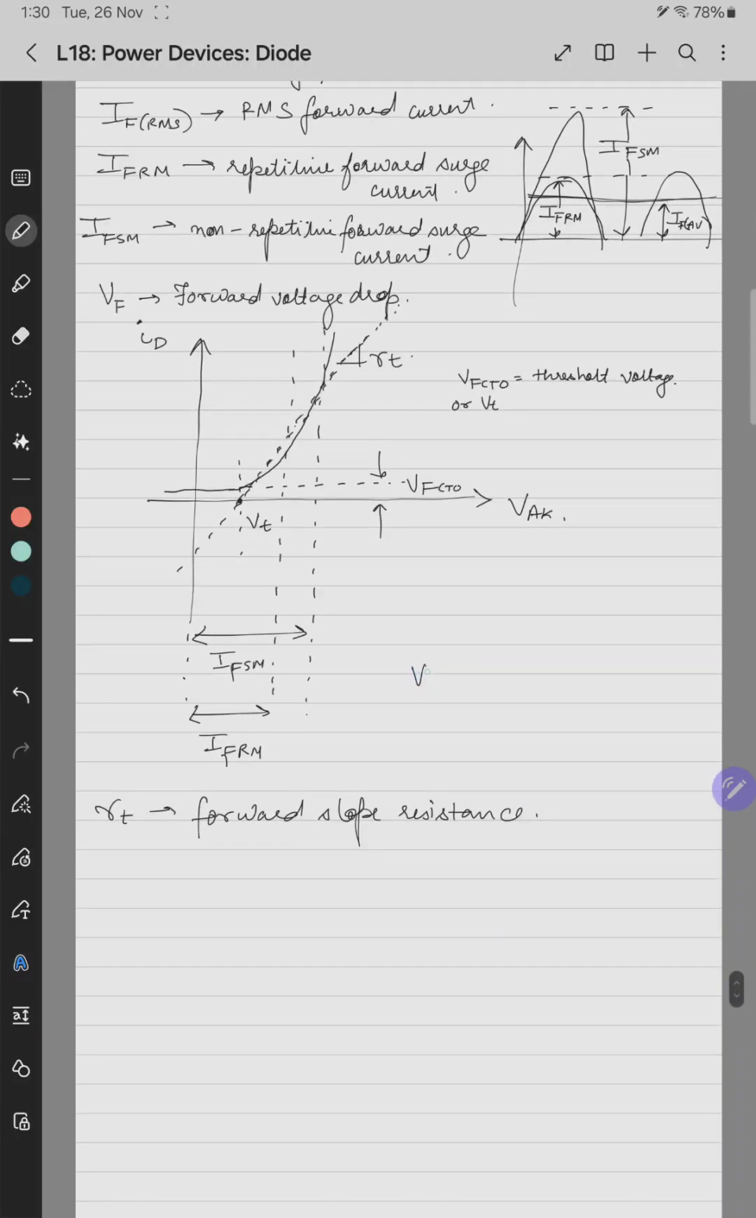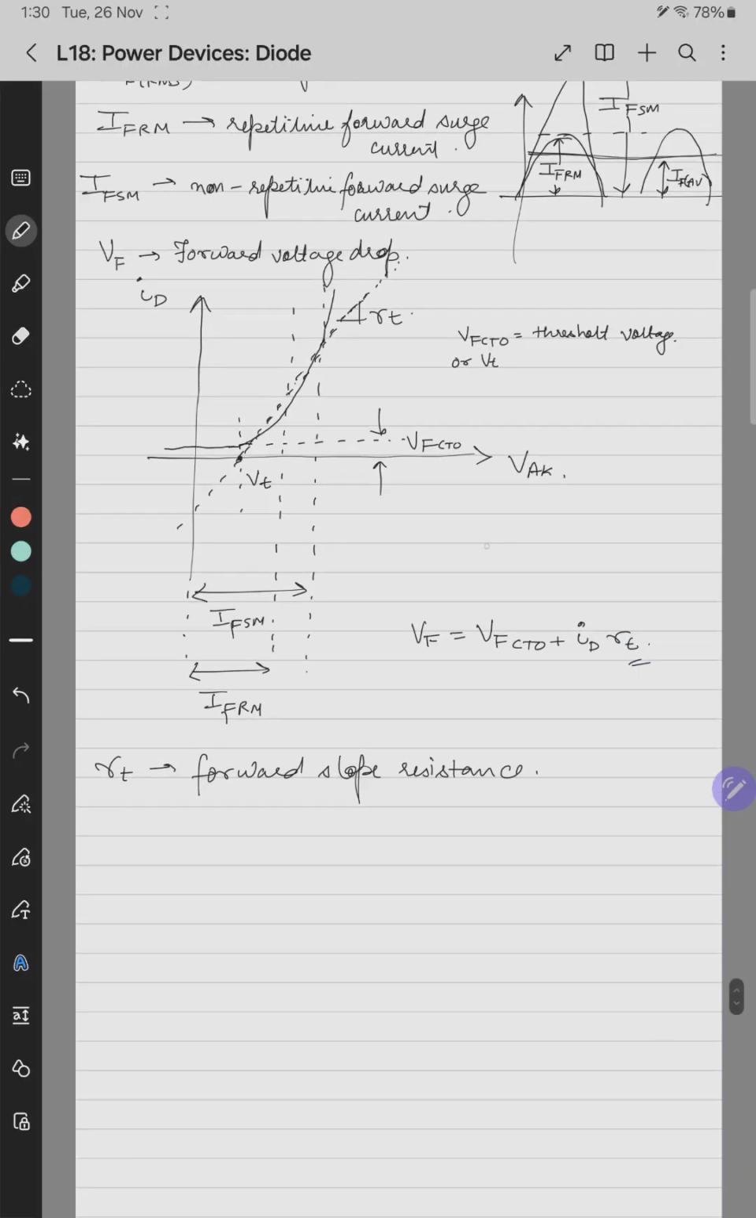So we can write VF as VF(TO) plus ID into RT if we have a simple approximation of it. So based on this, we have like this: VF(TO), this is RT, and this is ID. This is VF, the forward drop, plus minus. So this is the on-state equivalent circuit of a diode.